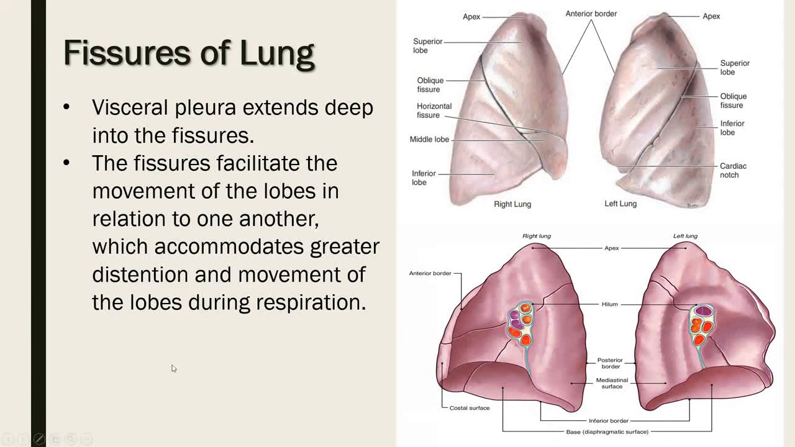One of the important points is that the visceral pleura extends deep into the fissure. That means the visceral pleura is not only enclosing the lung, but also entering through the fissure. So if you just open the fissure, you can see that the surface is still glassy due to the presence of the visceral pleura. This fissure facilitates the movement of the lobes in relation to one another, which accommodates greater distension and movement of the lobes during respiration. Due to the presence of this fissure, these lobes are inflated with air individually.